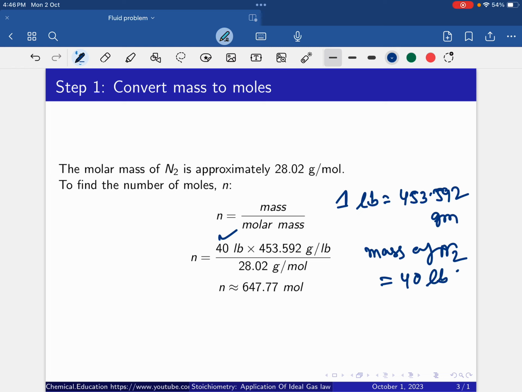40 pound. Now if we convert mass into mole, that is 40 pound into 453.592 gram per pound, meaning 1 pound is exactly equal to 453.592 gram, and the molecular mass of nitrogen is 28.02 gram per mole, meaning 1 mole of nitrogen contains 28.02 gram. So if we calculate, the number of moles will be 647.77 mole. That is step number 1.